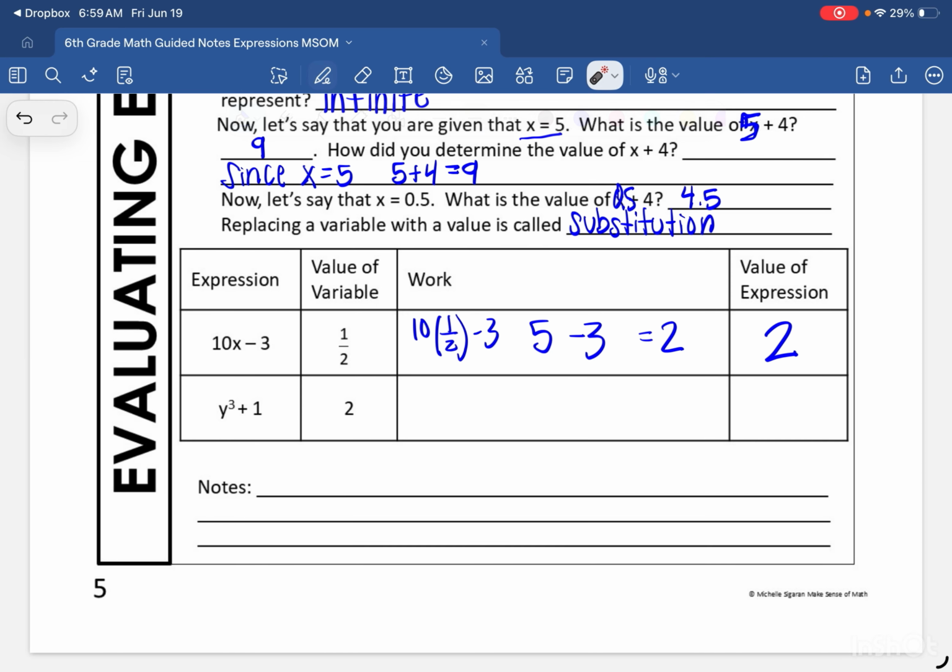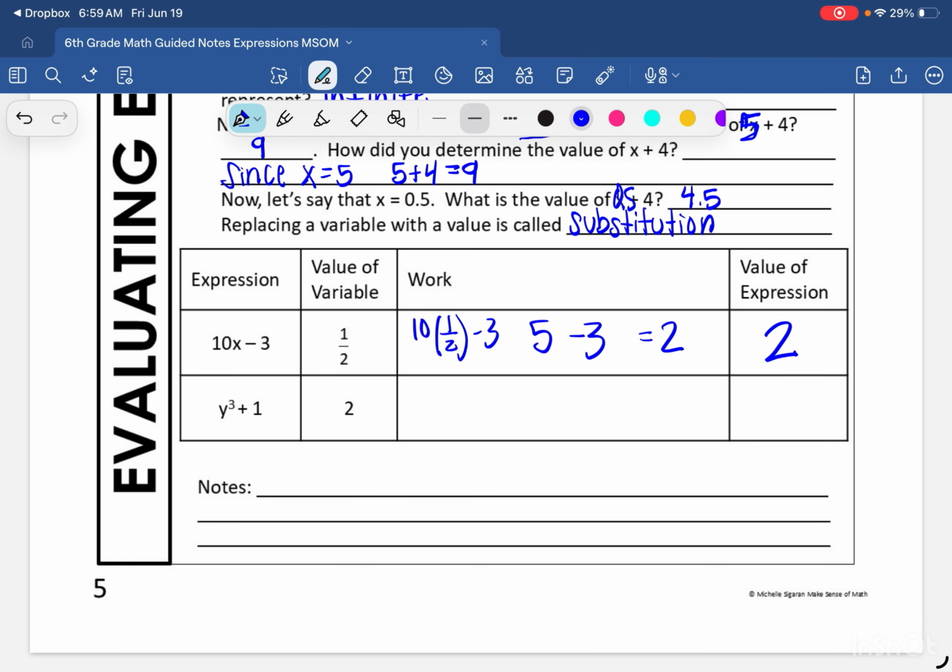Next expression is y cubed plus 1, and it tells me that the variable equals 2. So now it's going to be 2 cubed plus 1. 2 cubed is 2 times 2 times 2, which is 8. So 8 plus 1 equals 9.